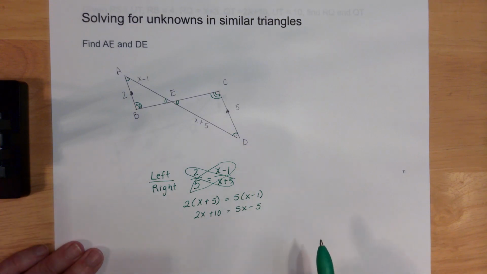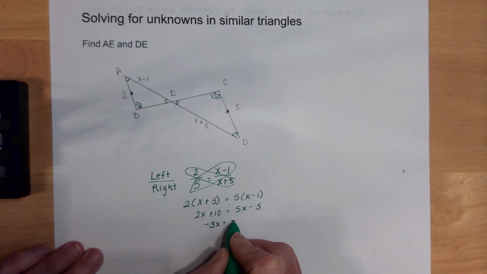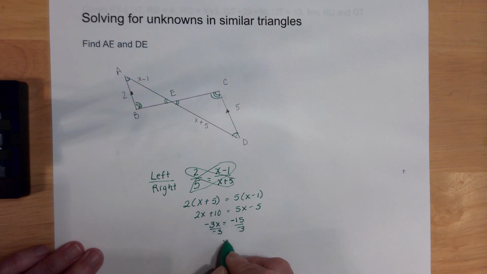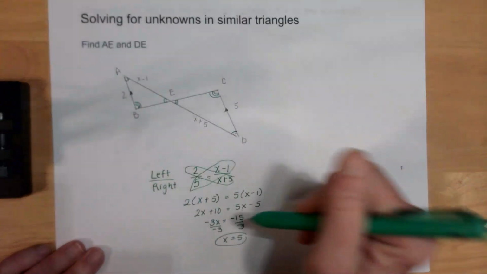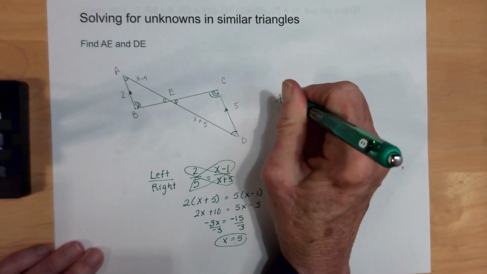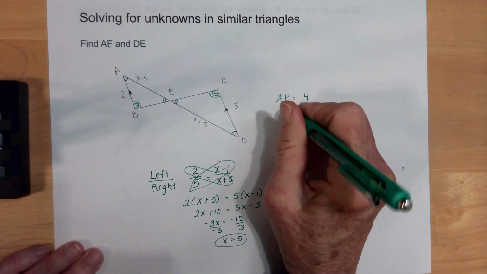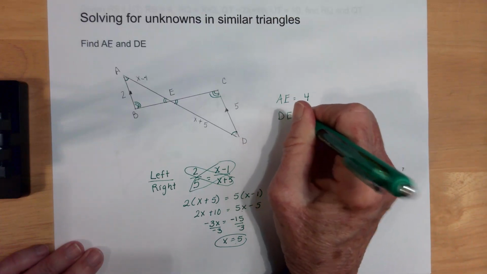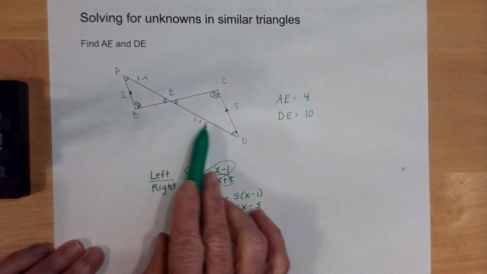And I have to solve for my x. So I'm going to subtract the 5x, and I'm going to get a negative 3x. Subtract the 10, I get a negative 15. When I divide by negative 3, I get x is equal to 5. But that's not what it asked me for. It asked me for AE, so I have to plug it back in. And I find out that AE, which is x minus 1, is equal to 4. And DE, which is x plus 5, is 10, because I have 5 plus 5.